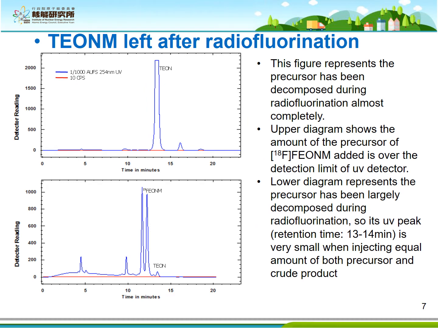The precursor has been decomposed during radiofluorination. The upper diagram shows the amount of the precursor of Feonm added is over the detection limit of UV detector. The lower diagram represents the precursor has been largely decomposed during radiofluorination.